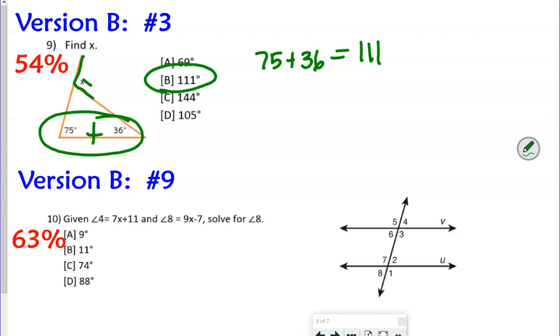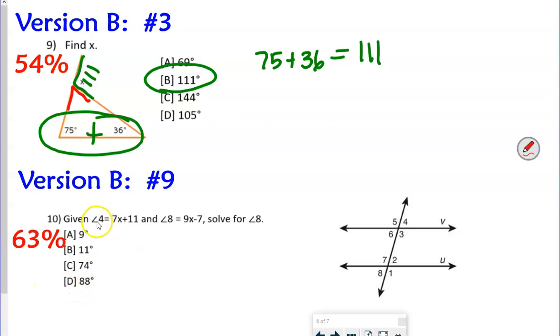Okay, so now if this was 111 right here, if we wanted to find this angle right here, yes, we would subtract that 111 from 180 to get that angle, but that is not the angle. That is not what we were trying to find. We were trying to find the exterior angle, okay? All right, so here's our last one.